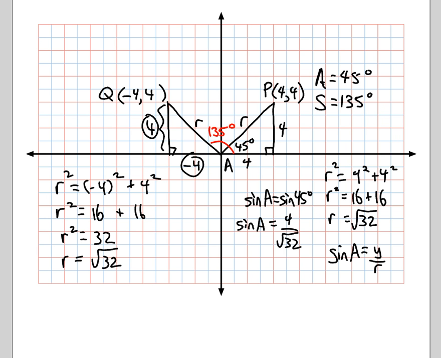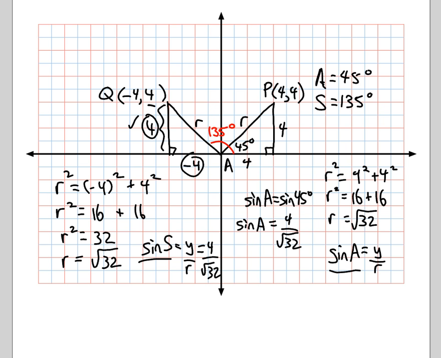So we get the same r value, and we have the same y-coordinate, therefore the sine of S is equal to also y over r, which is 4 over root 32. Conclusion: sine of S and sine of A are going to be equal. Okay, quadrant 1 and quadrant 2.